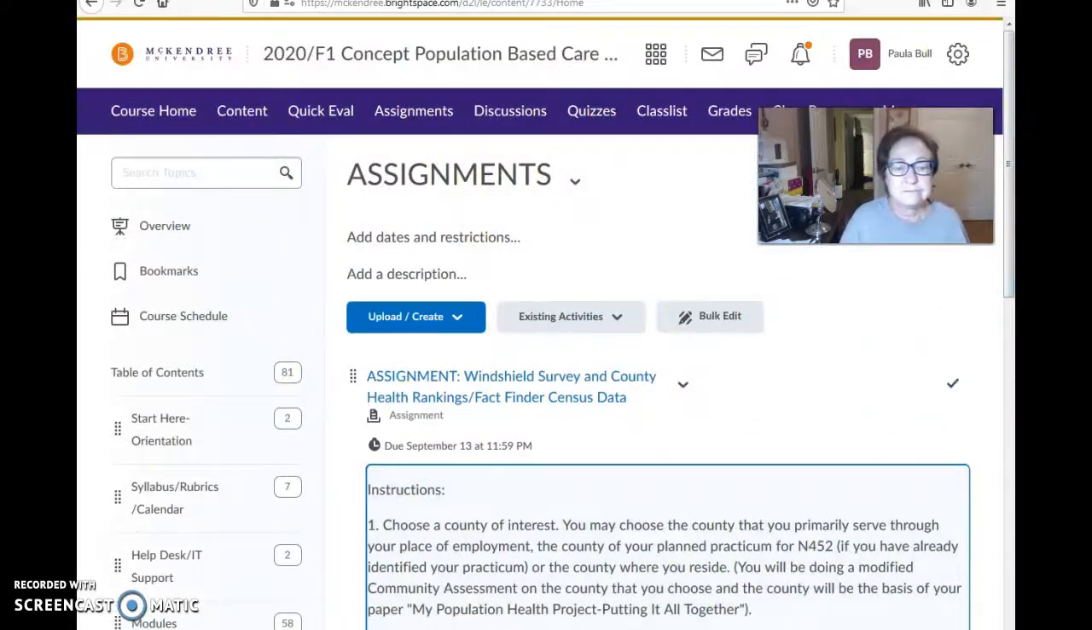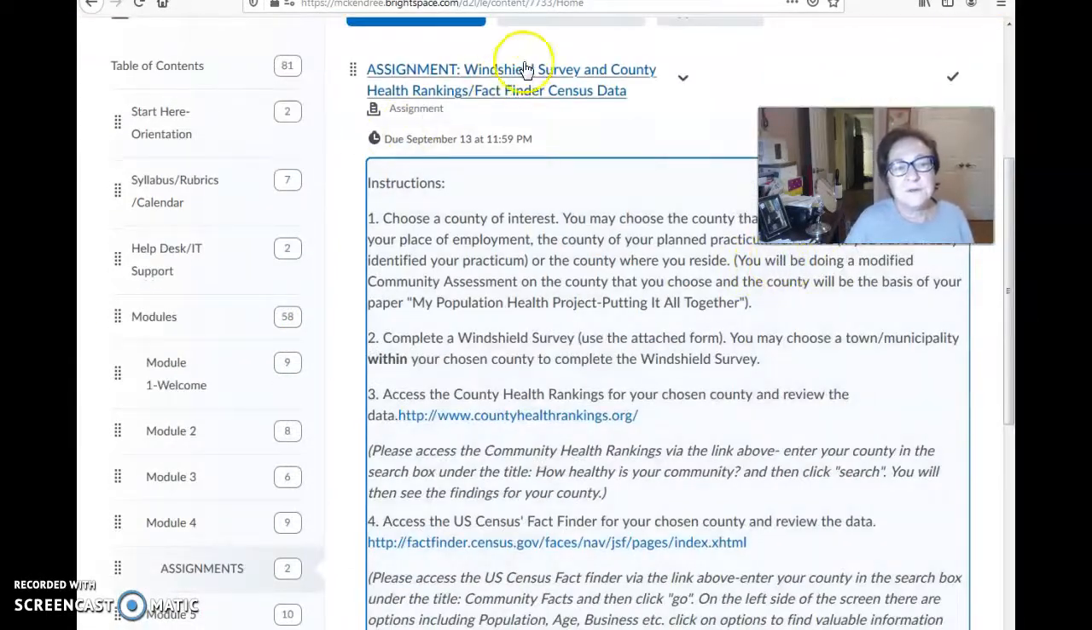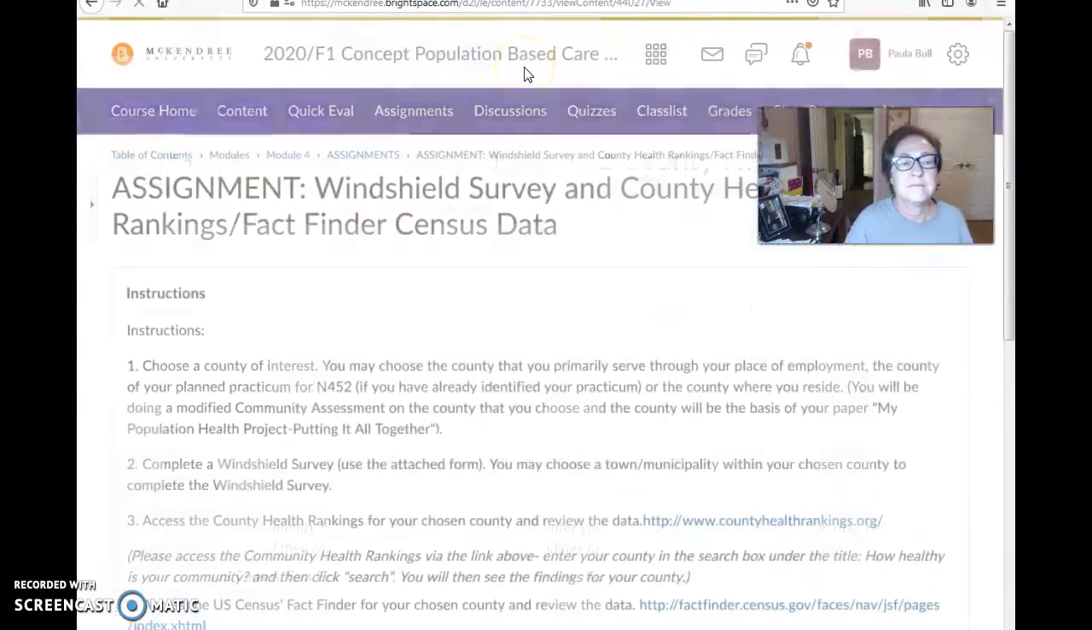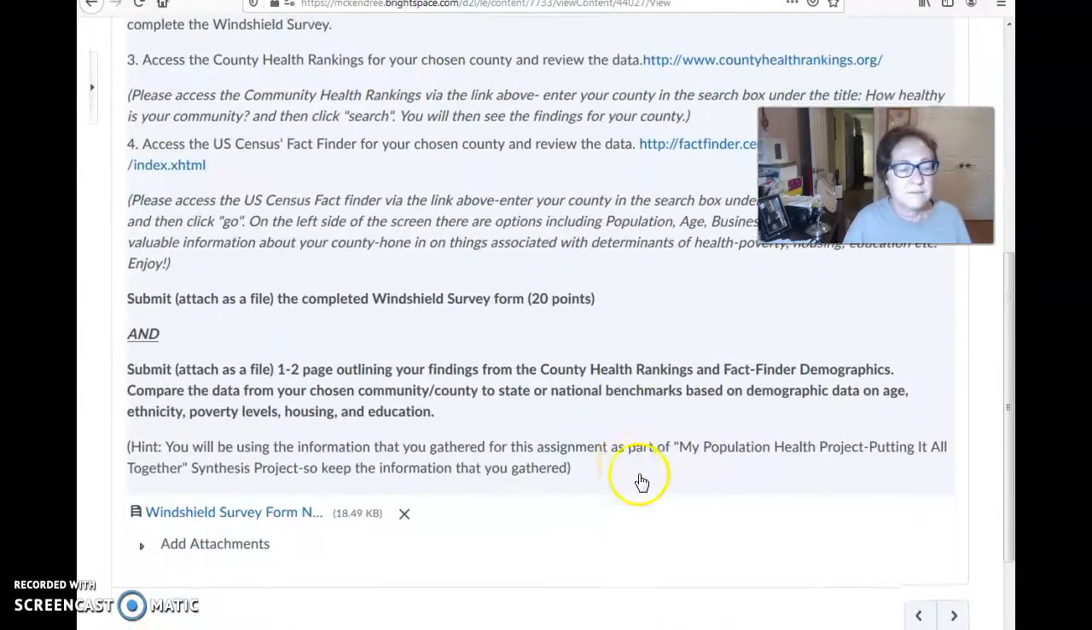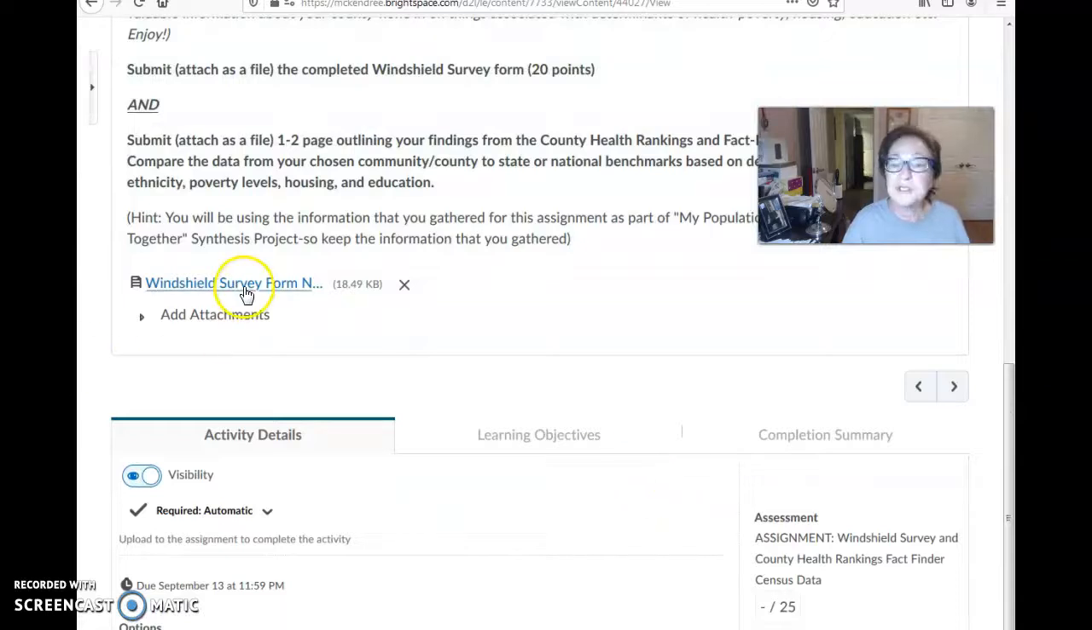If it'll let me, here we go. All right. Here's your windshield survey form.